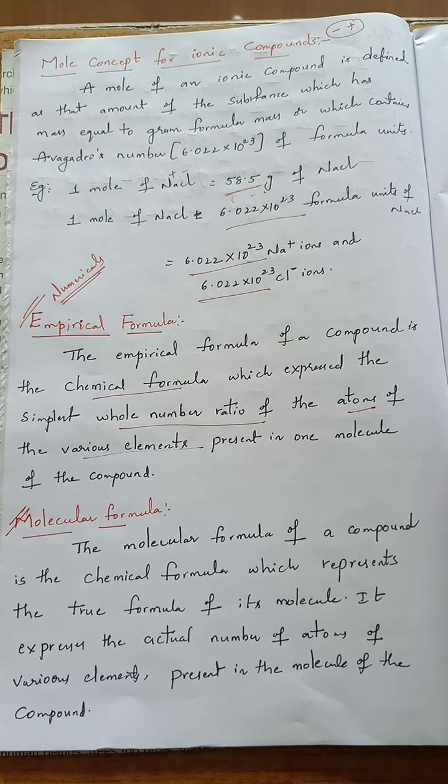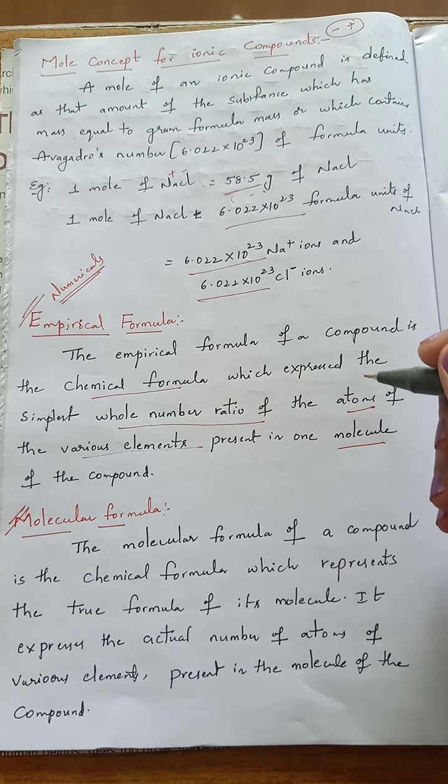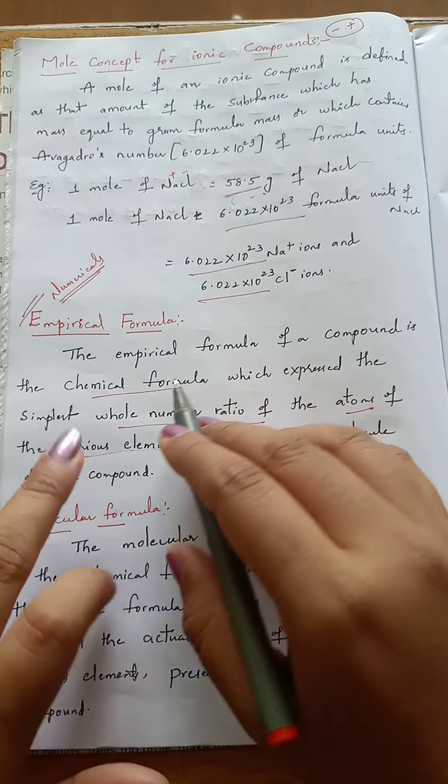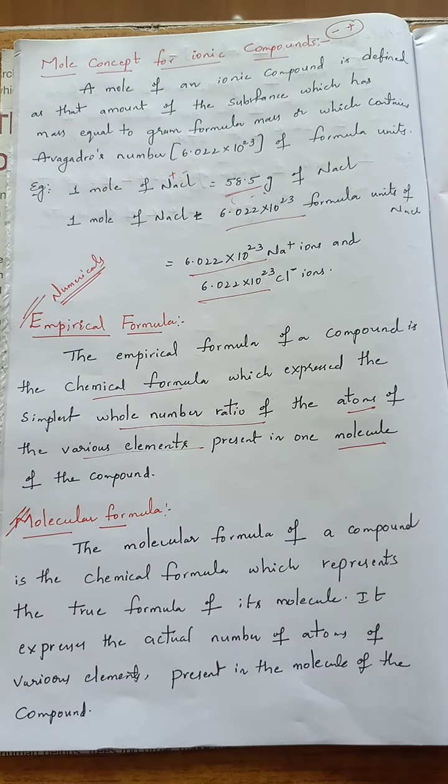If you take a compound, that compound contains so many molecules. Now here we are taking only one molecule. Within that molecule, the number of atoms of various elements will be present. So whatever simplest whole number ratio is obtained for such atoms of the various elements present in one molecule of the compound is known as the empirical formula. This empirical formula is also known as the chemical formula.